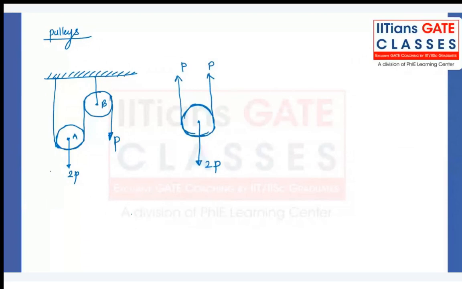Or rather, assume this 2P is the weight of the pulley. Even if we don't apply any force, but let's say the pulley has some weight, in that case also the stuff will be the same. What about the second pulley?